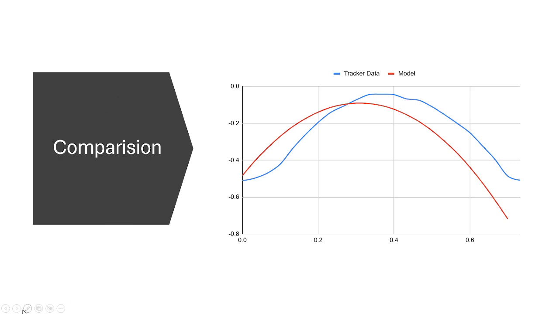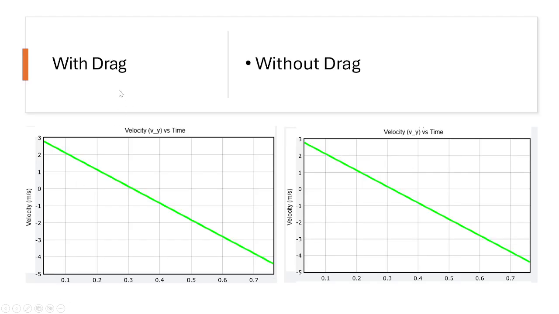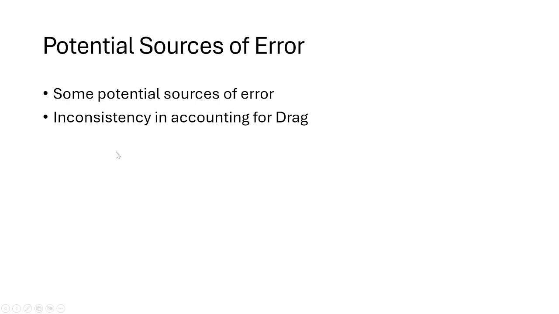And then here is a velocity time graph of my model that shows it with drag and it shows it without drag. Virtually the same. Some potential sources of error was maybe my inconsistency in accounting for drag, and potentially that's about it.